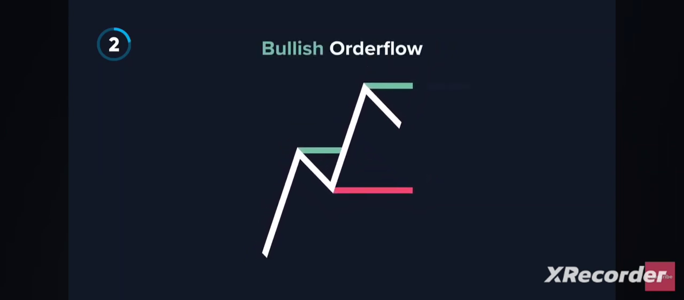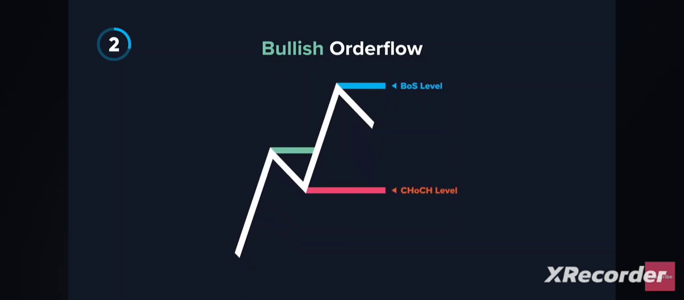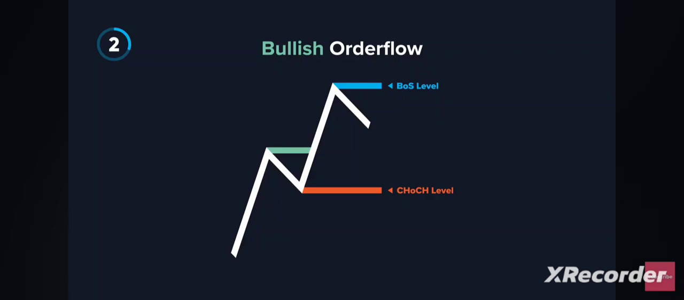So with this in mind, our current break of structure level is the buy-side liquidity. This is because a break of structure refers to the level that would need to be broken through in order for the current market trend to continue, which in this case is an uptrend. And on the other hand, the current change of character level would be the sell-side liquidity.